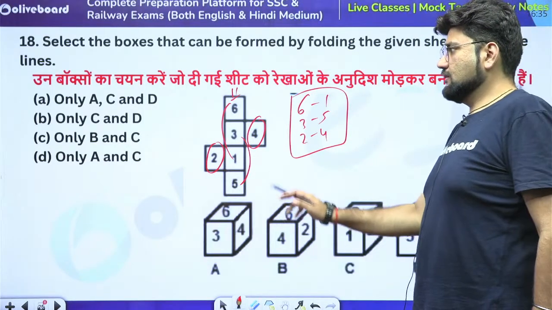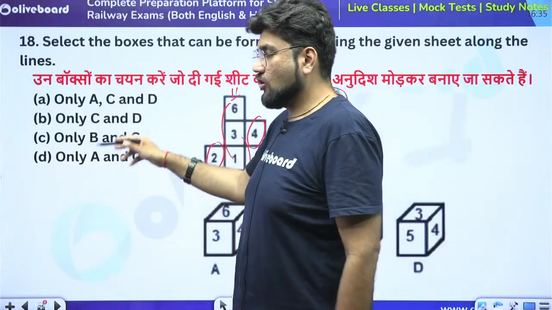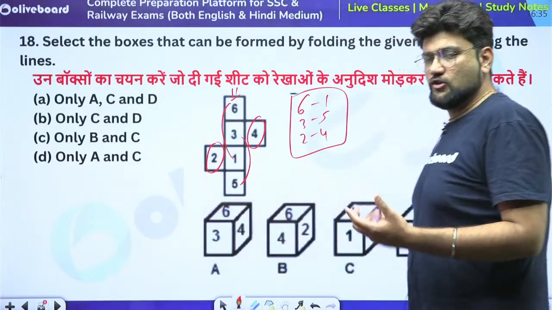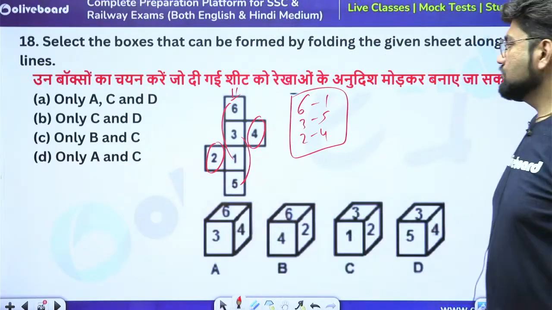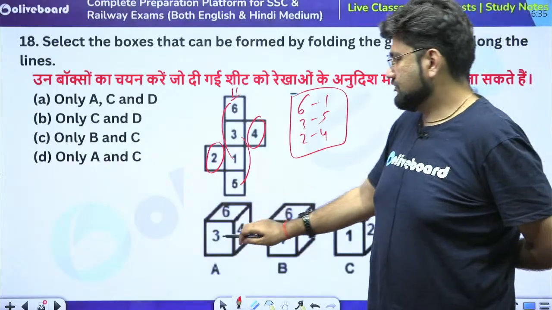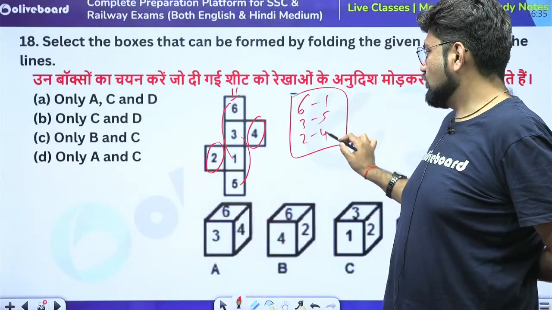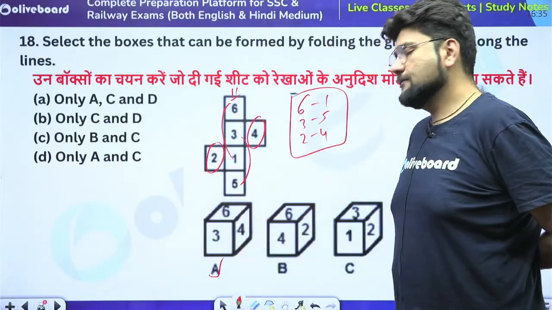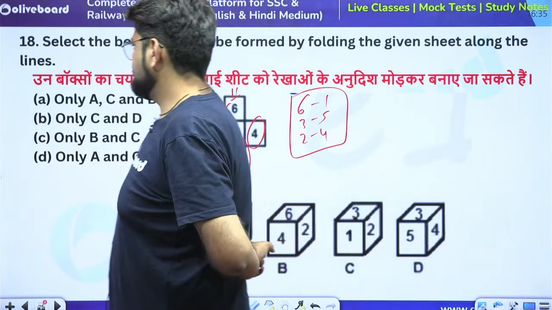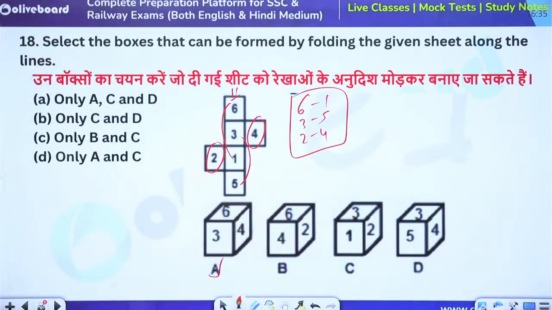But this time you have options like this. Now I'll show you how you can use options also to your benefit. Okay. So we'll check the first one. 6, 3, 4. Can we form it? Yes, we can form it. So we can definitely form A. If we can form A, this and this option will get deleted, because only B and C is not possible. A has to be there.